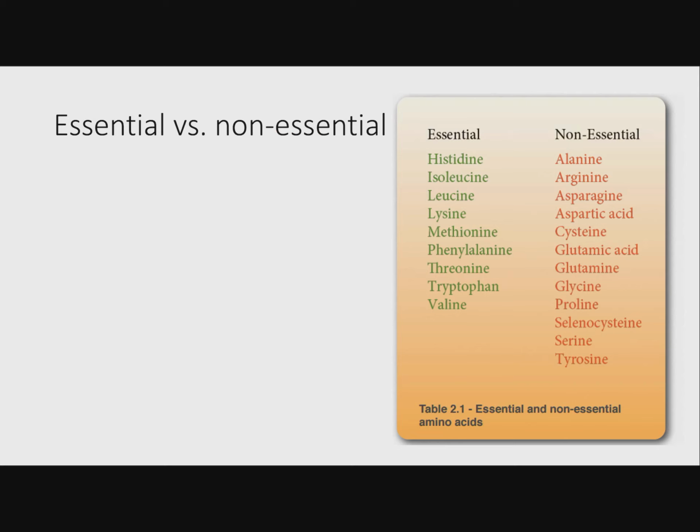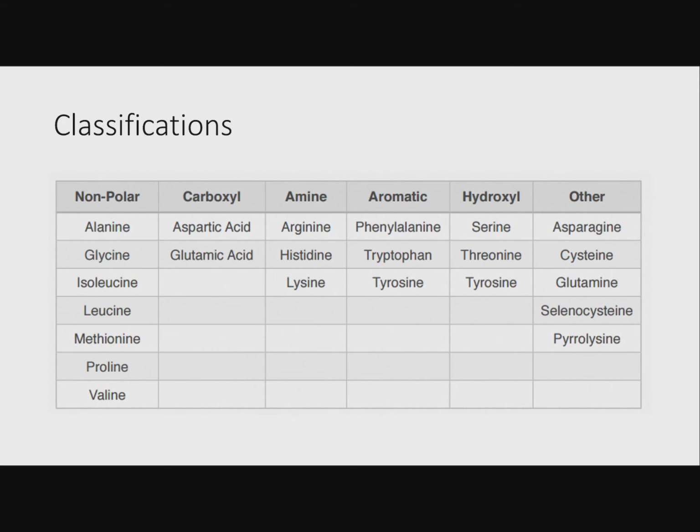So let's talk about some R group chemistry. We separate the amino acids into categories based on the chemistry of their R groups. If you compare groupings of amino acids in different textbooks, you'll see different names for the categories, and sometimes the same amino acid being categorized differently by different authors.